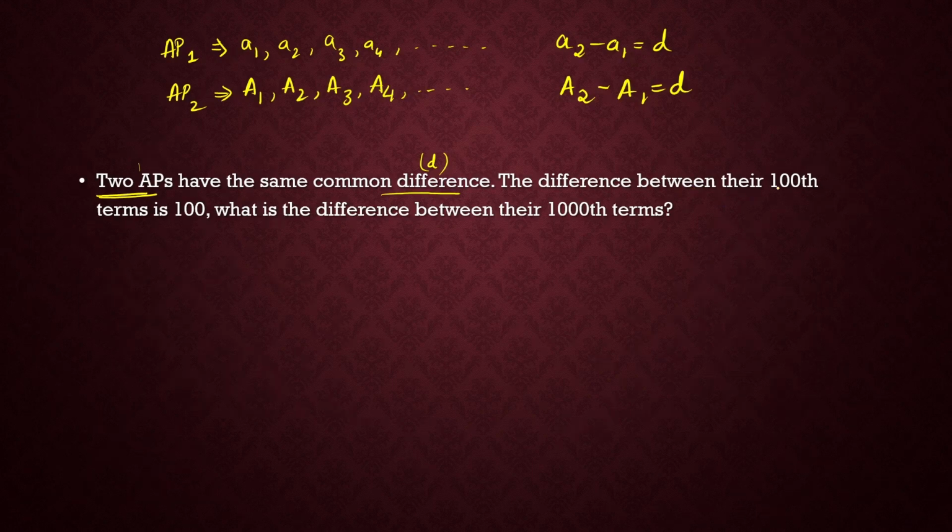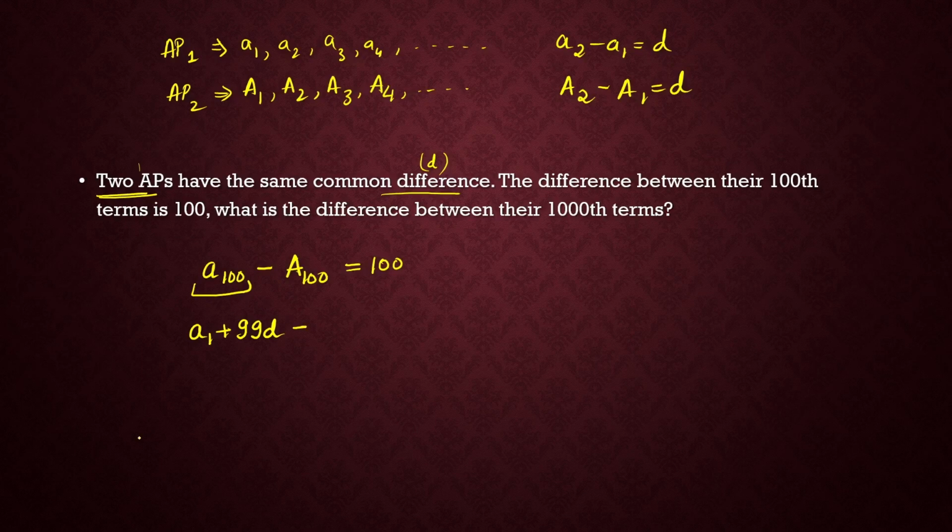Now the difference between their 100th term is 100. That means a100 minus A100. The 100th term from the first AP and the 100th term from the second AP. If I find the difference of those two numbers, it is equal to 100. Then what is the difference between the 1000th term they are asking here? What is the difference between their 1000th term? Okay. So here a100, how can I write it as? I can write it as a1 plus 99d, right?